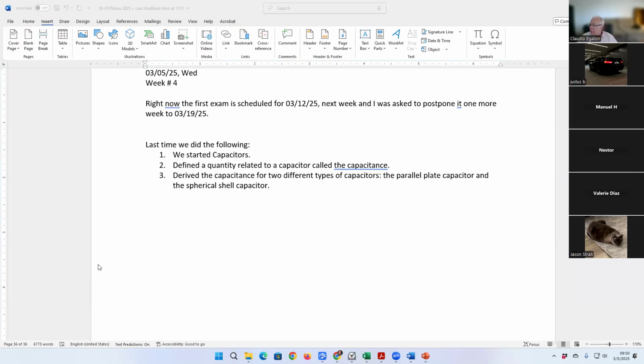Again, it's difficult to emphasize that, but capacitors are a very important type of device used in electronics, used in electricity. So don't underestimate the simplicity of the capacitor.